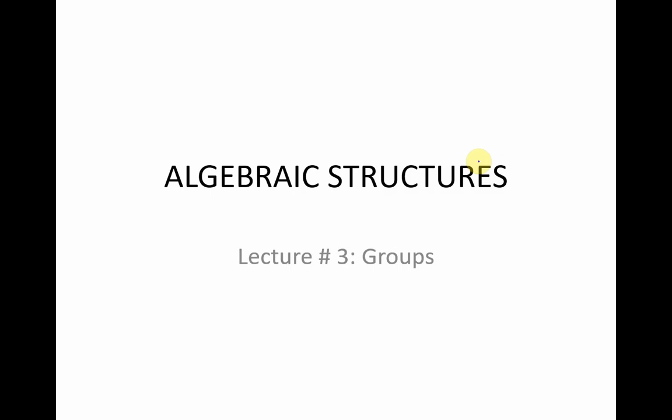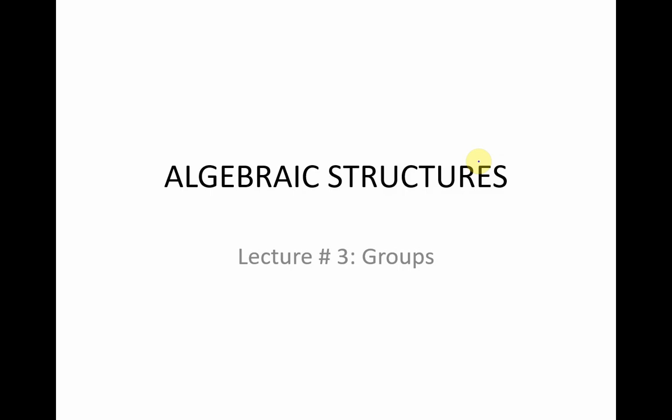To this session on algebraic structures. In the previous sessions, we have seen what is an algebraic structure. We have seen the basic properties that are expected of an algebraic structure. We have also seen two specific algebraic structures, that were the semigroup and the monoid.